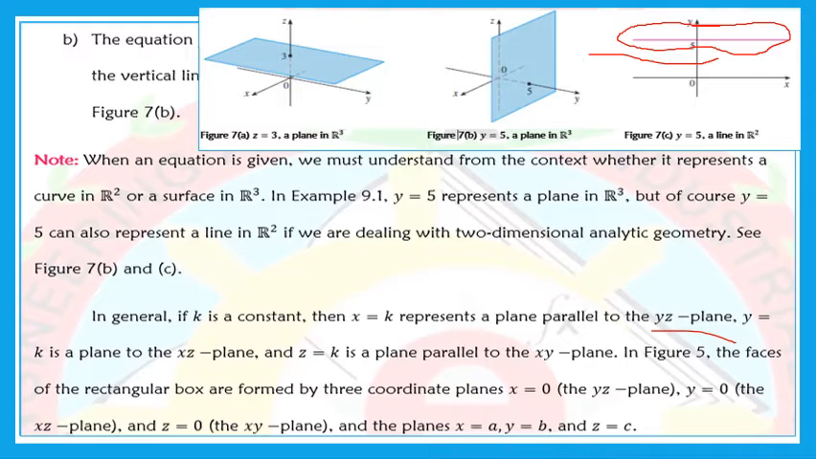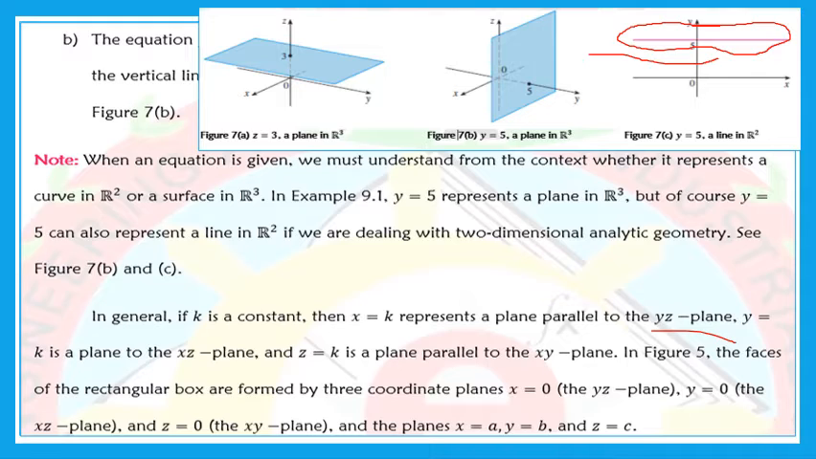Kung y is equal to k naman, parallel siya sa xz plane. And then, kung z equals to k, ibig sabihin, ang given equation is z is equal to 1. Yung plane na yun is parallel siya sa xy plane. So, in figure 5, the faces of the rectangular box are formed by 3 coordinate planes.